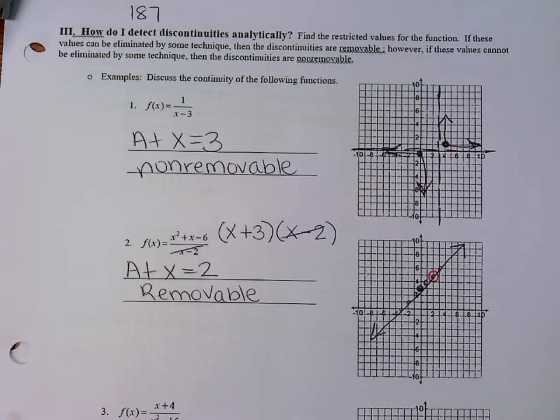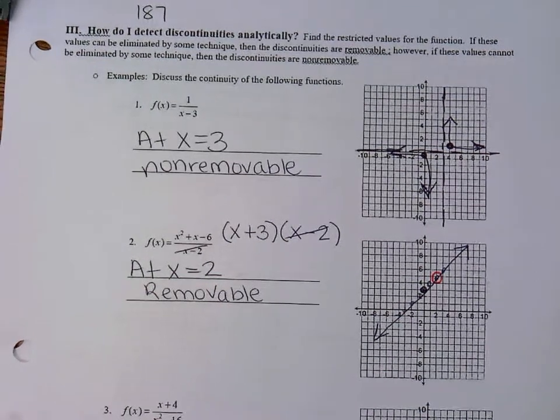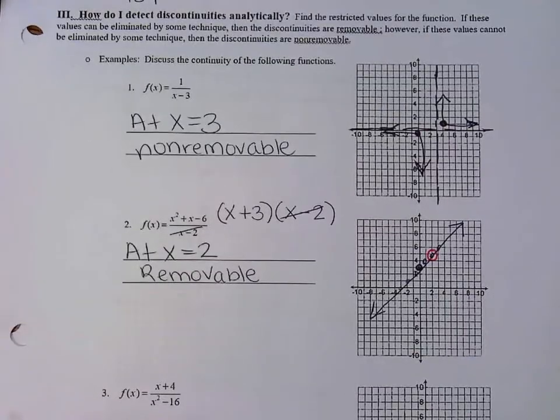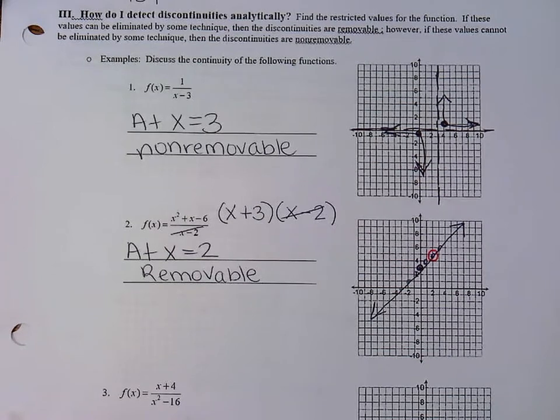Why don't you see if you can check out number 3? See what the undefined value or values are, and are they removable or non-removable? There's actually going to be 2 different values that you have to discuss.